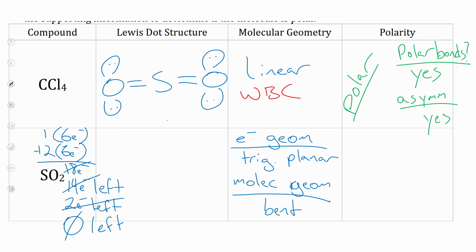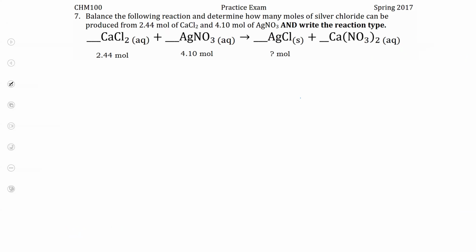All right, questions on this page? Then there's 3 stoichiometry problems in a row. The good news is number 7 should be a full credit answer, full credit for everybody, and should be quick. Because I'm already giving it to you in moles.